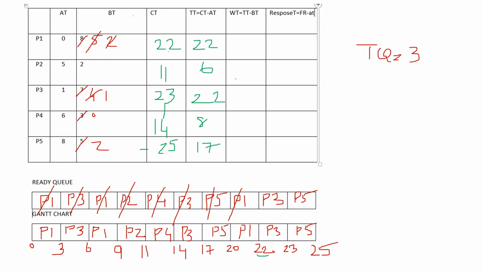What is the total? 22 plus 6 plus 22 plus 8 plus 17. It is 75, right? 75 is the total turnaround time.